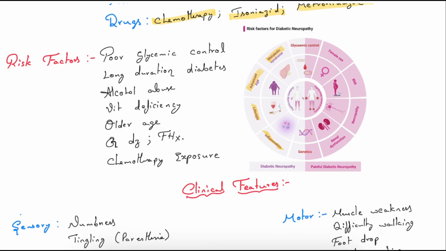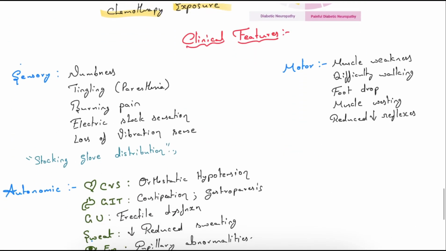Painful diabetic neuropathy we can see because of uncontrolled glycemic control, glycemic sugar levels, female sex, BMI, body mass index, neuropathy, renal dysfunction, and genetics. So these are the main causes. So here, poor glycemic control, we discussed, long duration of diabetes, alcohol abuse, vitamin deficiency, older age, renal disease, family history, chemotherapy and exposure. Okay, so these are the main risk factors of neuropathy.